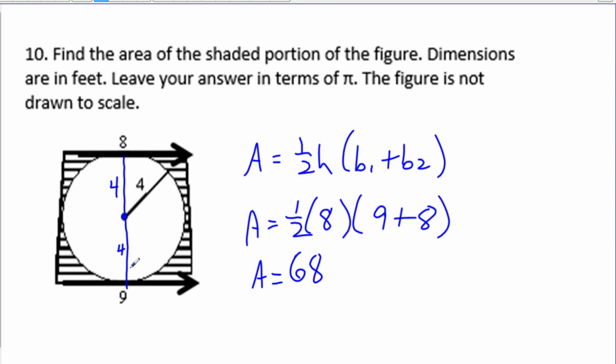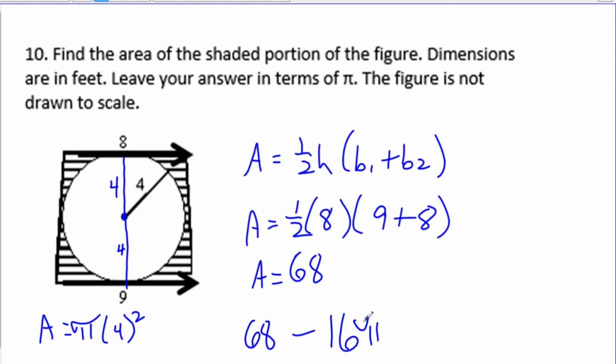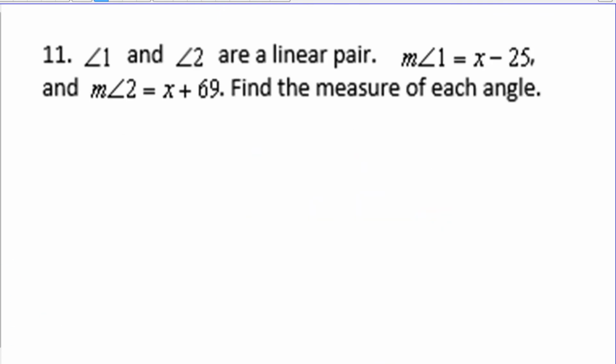Now we have to take away the area of the circle because that is not shaded. So if I come off below here, I'm going to say the area of a circle is pi times r, which is 4 squared. So that's 16 pi. So I'm going to take my entire area, 68, and subtract off the circle inside that was not shaded, and I would say this is the area of the shaded region: 68 minus 16 pi. Okay, we have a few more problems to go.